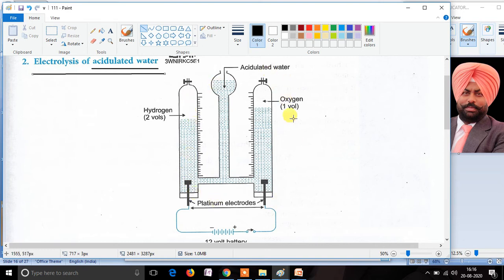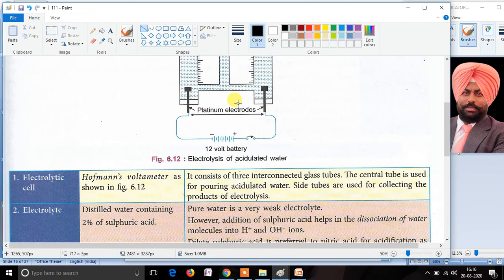Here, the theory which will be applicable is the concentration theory. The reason for that is that acidulated water means two different compounds. The first compound is pure water and the second compound is sulfuric acid. So moving on further, let's start the topic. As we have just read, the apparatus is known as Hofmann's voltameter and it consists of glass tubes. So mostly the name is to be remembered. The name of this apparatus is Hofmann's voltameter.